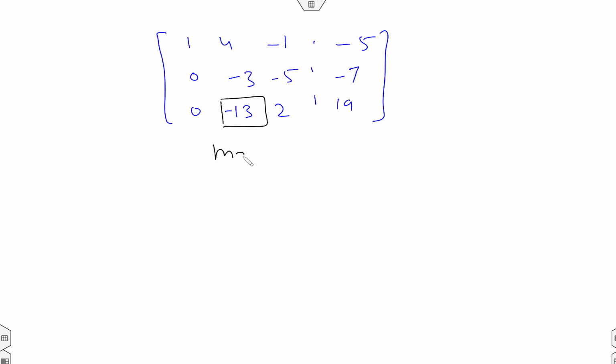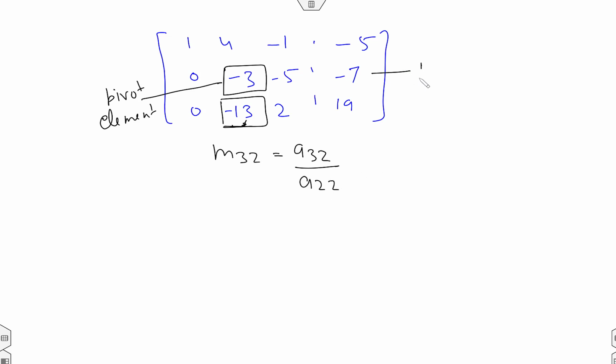Okay, so for that we will define M32. Why M32? Because it is associated with the A32 position. So M32 is A32 upon, now we have to make 0 with the help of this element, so this is your pivot element. We will divide by the pivot element, and row 2 is the pivot row. Okay, so now R3 to R3 minus M32 R2. So what are you getting?